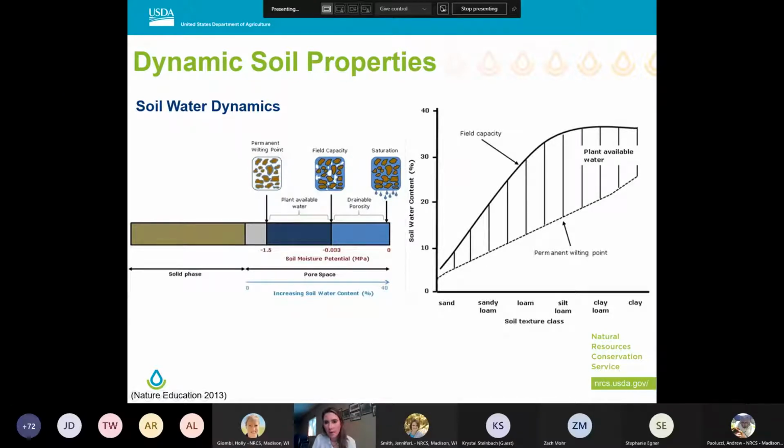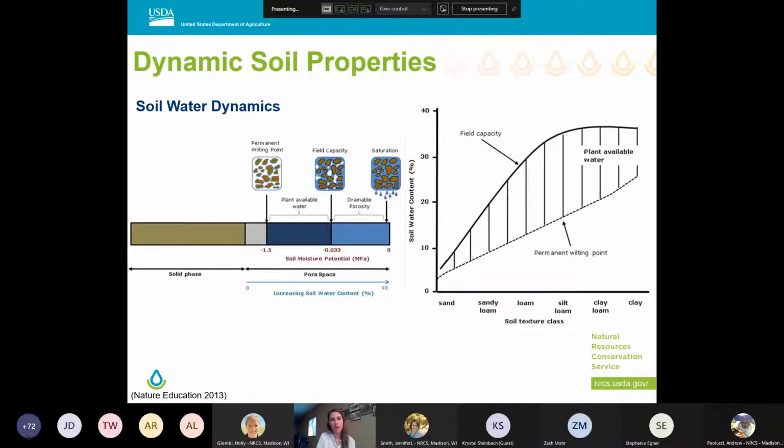So if you look at that figure to the right, if we're talking about plant available water, a sandy soil can hold much less water than a clay soil. So recognizing that differences in soil properties influence retention and availability of water, and then that can be influenced by organic matter, soil texture, bulk density, soil structure, etc.